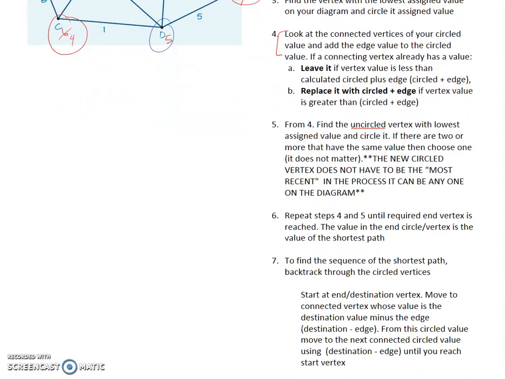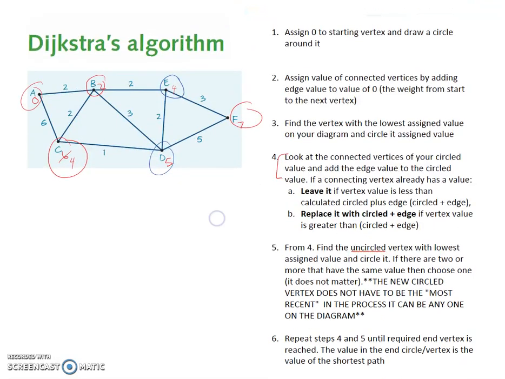Now to find the sequence of the shortest path, what you have to do is backtrack through the vertices. So you start at your end vertex and you move backwards such that the end vertex value minus the edge gives you the value at the other vertex. So what does that mean? Well, 7 minus 3 gives me 4, so I've gone from there to there. 7 minus 5 does not give me 5, so I haven't gone that way. Okay, 4 minus 2 gives me 2, so I've gone there to there. 4 minus 2 here does not go to 5, so that's the way we backtrack. 2 minus 2 goes to 0.